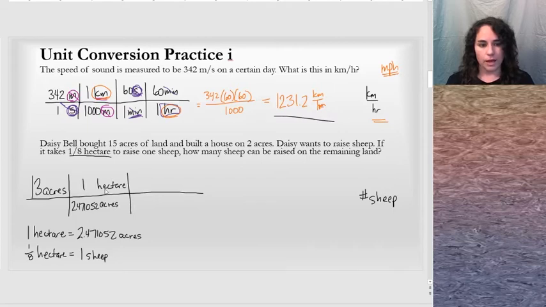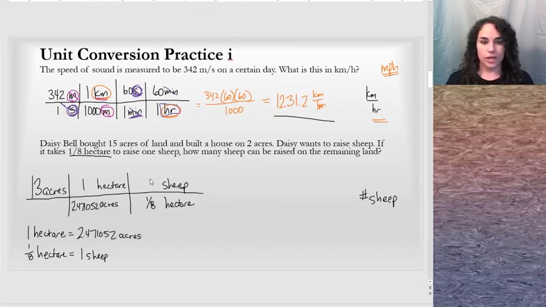Okay. Now that I'm converted to hectares, I can get to sheep because I know 1/8 of a hectare equals 1 sheep. So if I have hectares in the numerator, I'm going to have to put a hectare down here. And that means that sheep will end up in the numerator, which is what I want. It's what I expect because the number of sheep is what I'm going for. Those are my target units.